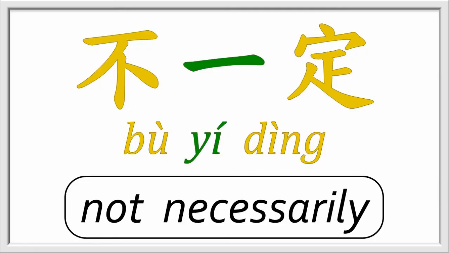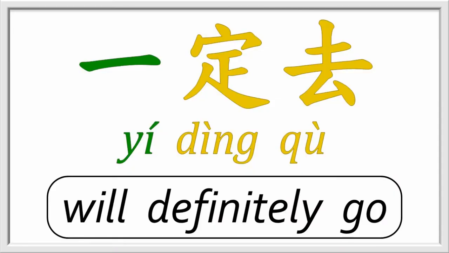Probably the most useful expression is 一定, literally from start, 一 to stop, 定, beginning to end, meaning certainly, definitely, and its negative form, 不一定, not necessarily. So, 一定去 would mean someone will definitely go, and 不一定去 would translate as might not go.